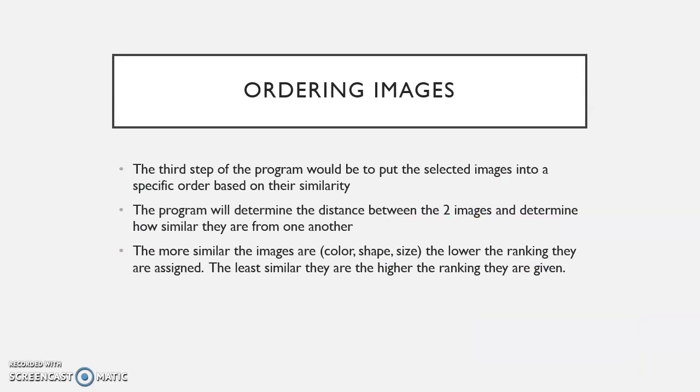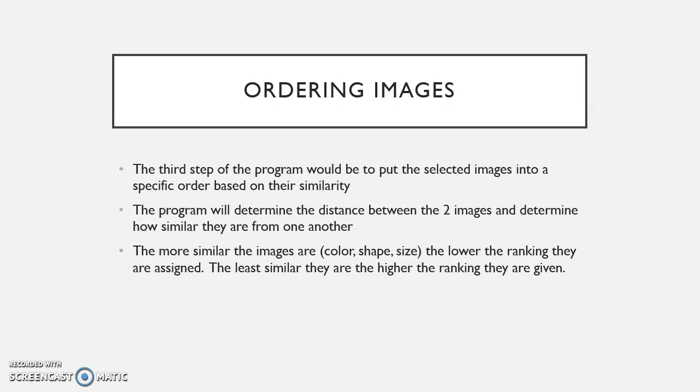Step 3, ordering the images. After the distances are collected between all of the images, we order them. So from the images that got the least amount of distance between their vectors, those are given a lower ranking, and then the images that have the most distance between their vectors, those are given a higher ranking.